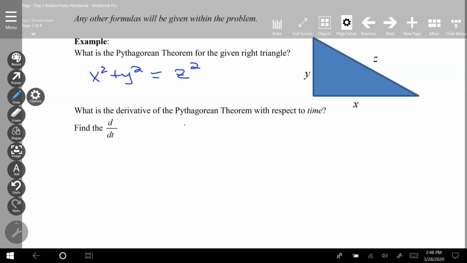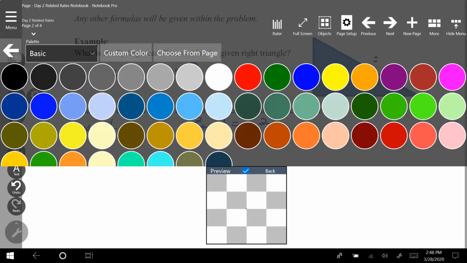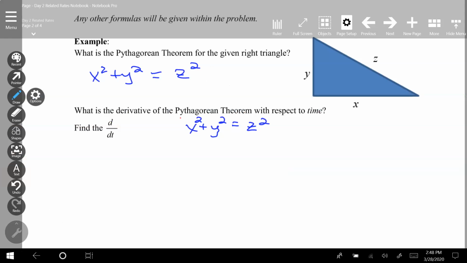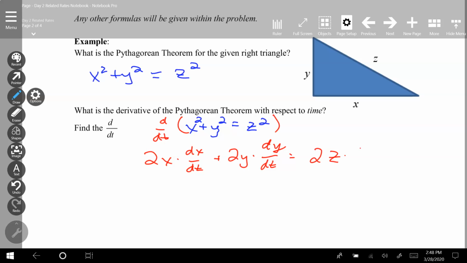So how do we take this derivative? Well, I'm going to take the d dt of this all. And when I do, I get 2x times dx over dt plus 2y times dy over dt is equal to 2z times dz over dt. That is me taking the derivative of the Pythagorean theorem.